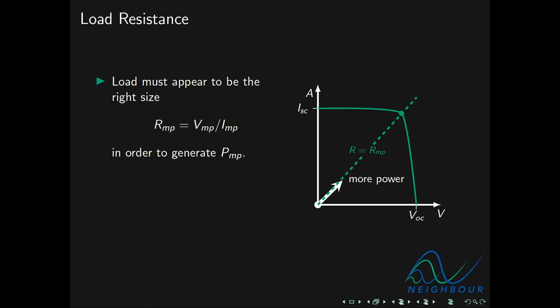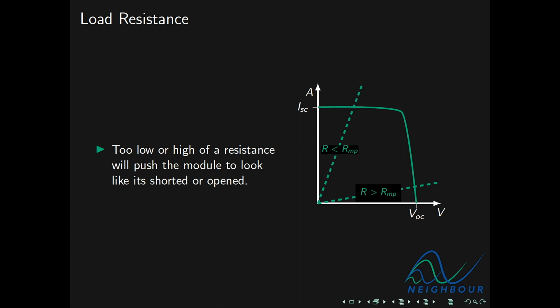You can reduce these two facts by saying that in order for the module to operate at capacity, the load must appear to have a resistance equal to its maximum power point resistance, which is just VMP over IMP. Or if you don't want to remember many numbers like myself, you can get away with approximating it using the open circuit voltage and the short circuit current. You can see the relative position of this approximation, and in our final slide we'll look at just how good this approximation is.